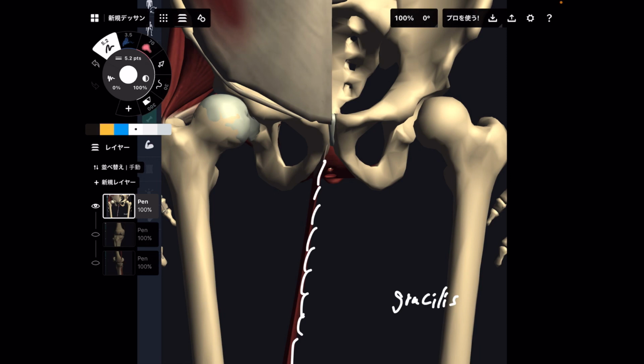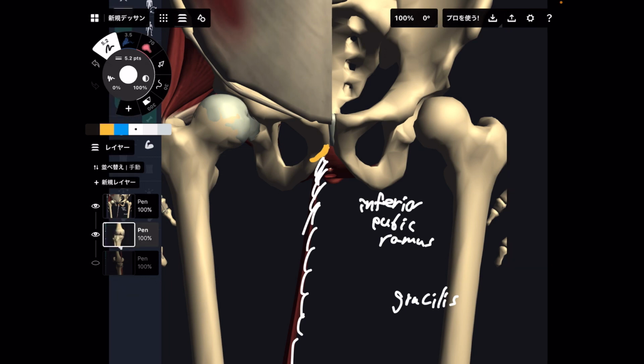Let me explain origin first. Gracilis originates from the pubis. It's about here. This is the inferior pubic ramus. Inferior pubic ramus. That's about it. It's from the pubis.